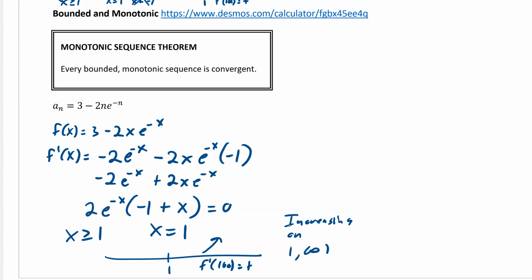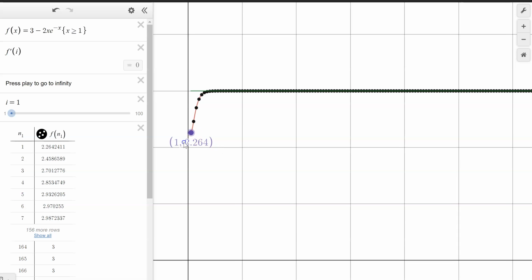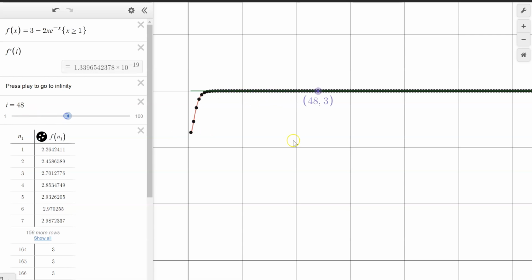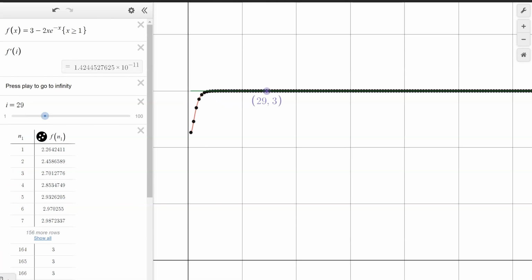It is increasing on 1 to infinity. We always want to keep those parentheses because we are looking at an interval. And so this means that our a sub n is increasing. Now if we can show that it's bounded, well, then we show that it is also convergent. And so if we look at the graph, you can see here that it is bounded. We've got some smallest value here, right? And that's when we plug in 1. And then we have some largest value. So as I move through here, our largest value is 3. So it is completely bounded.